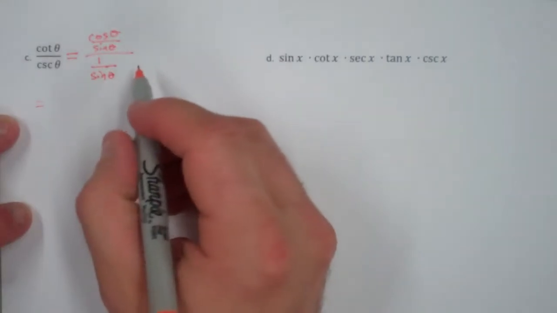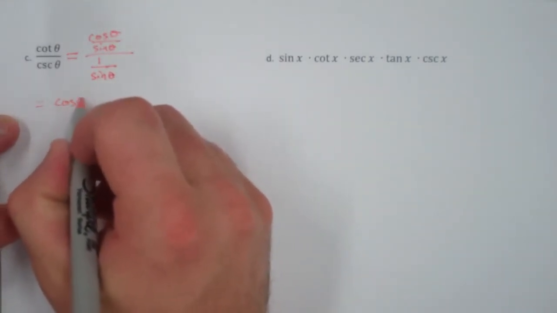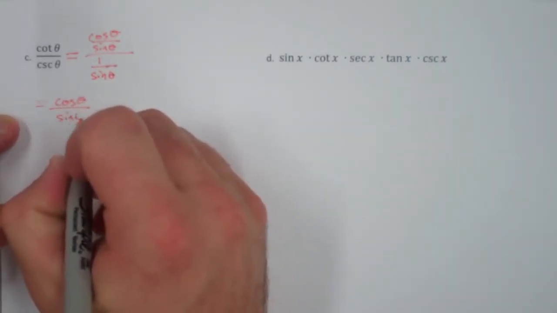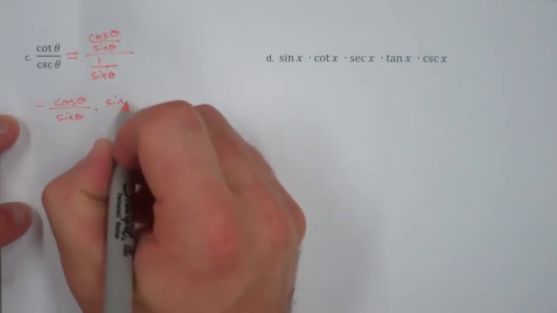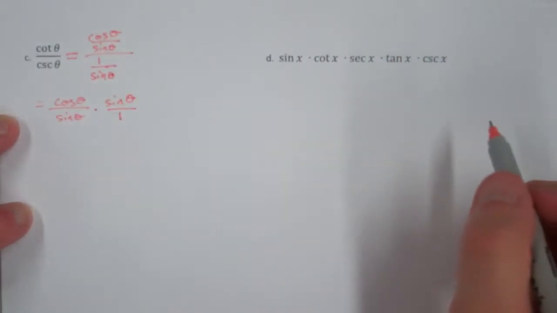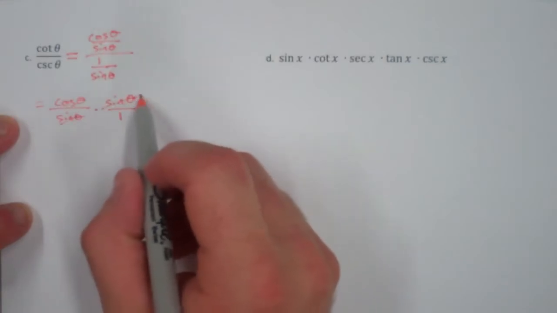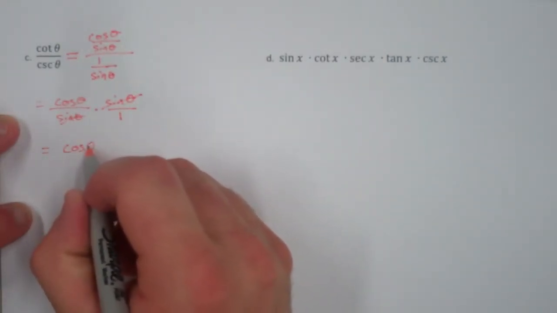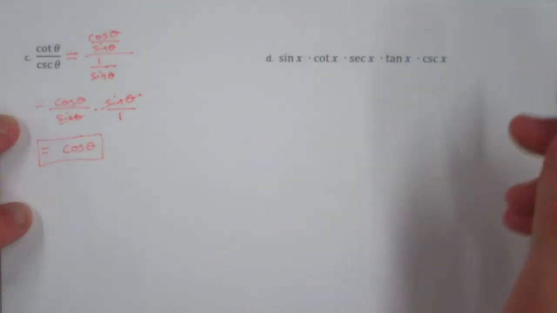So we now have a complex fraction. We're going to take the numerator, multiply by the reciprocal of the denominator. Sine over sine is 1. Cosine over 1 is just the cosine. So this one just worked out to be the cosine.